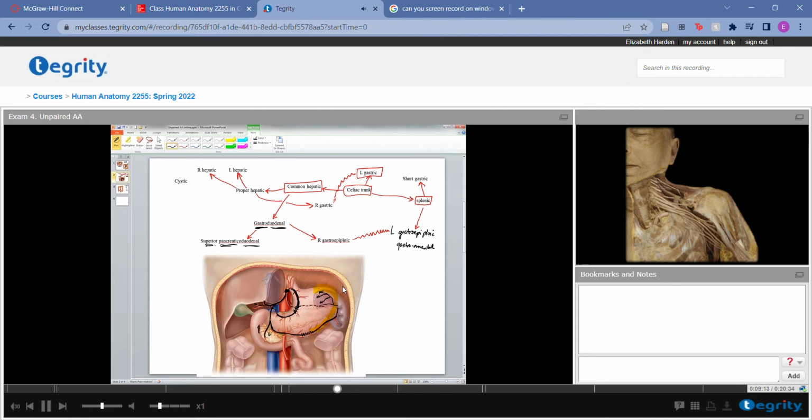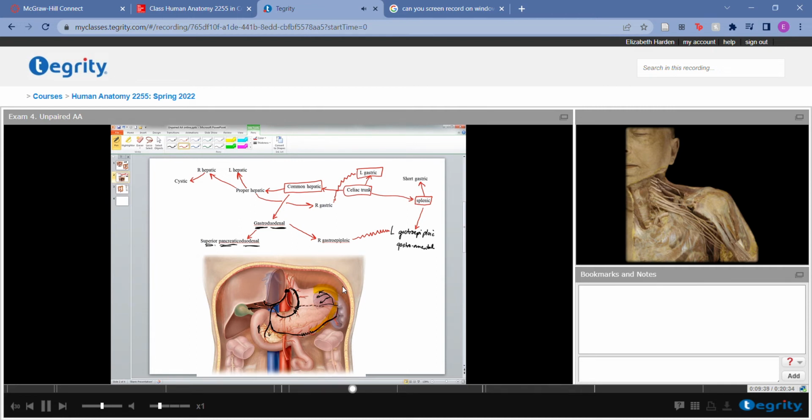So there's my right and my left hepatic, and if you can see from the picture here, we've got this little baby one coming off of the right hepatic, and that is going to go to the gallbladder, and that one is going to be referred to as my cystic. So my cystic artery actually arises from my right hepatic artery. So that, my friends, is the blood flow for branches off of the celiac trunk.